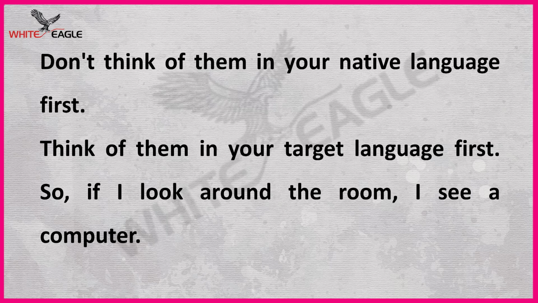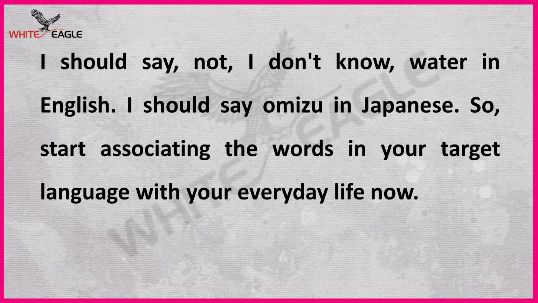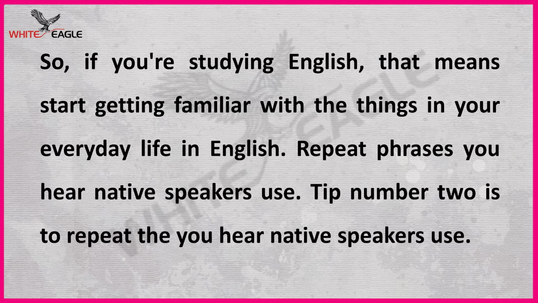So, if I look around the room, I see a computer. I shouldn't think my native language word. I should think my target language word. So start with the items and the situations in your everyday life. If I say computer in English, maybe I should say computer in Japanese. I should say not, I don't know, water in English. I should say omaizu in Japanese. So, start associating the words in your target language with your everyday life now. So if you're studying English, that means start getting familiar with the things in your everyday life in English.